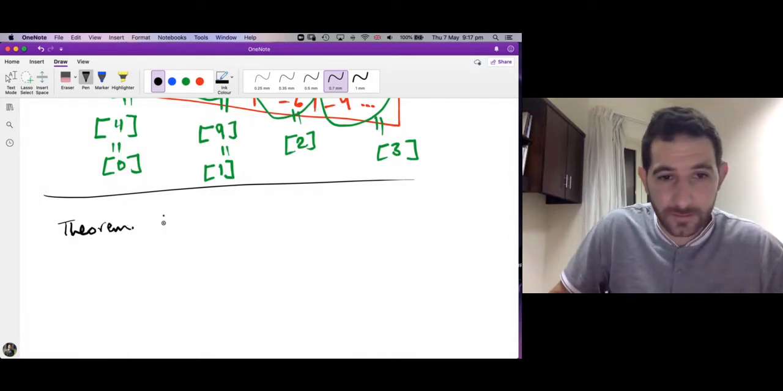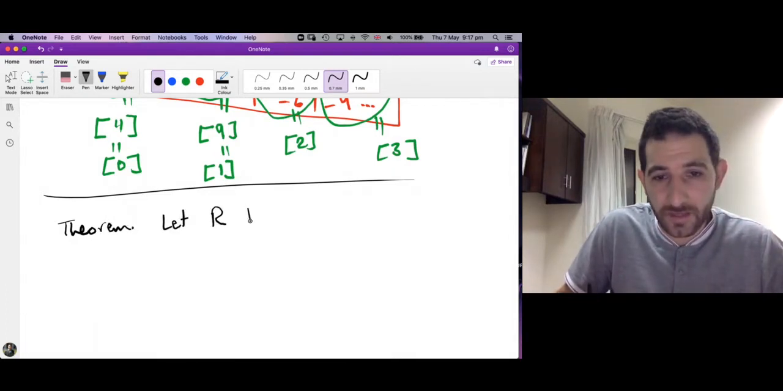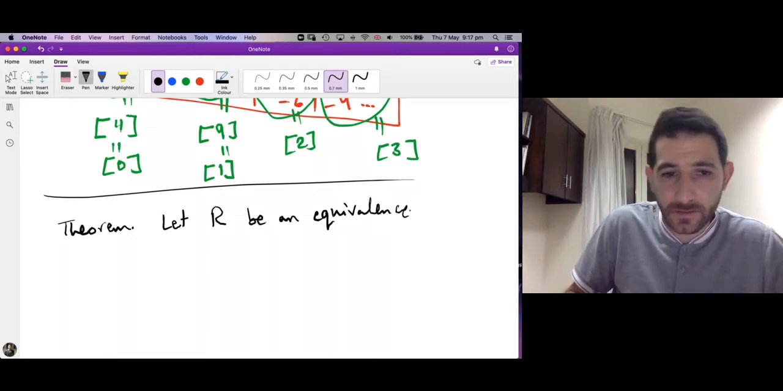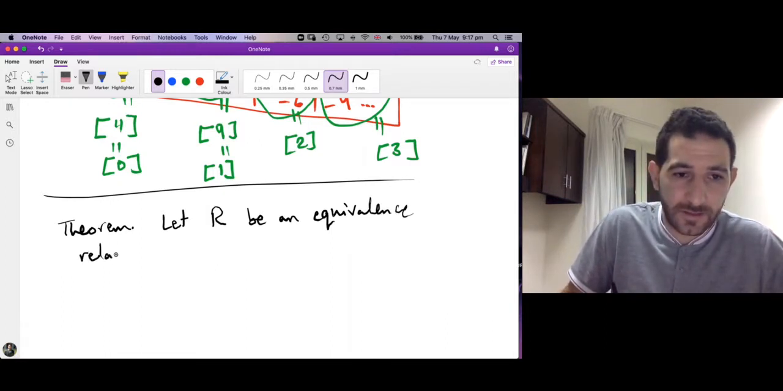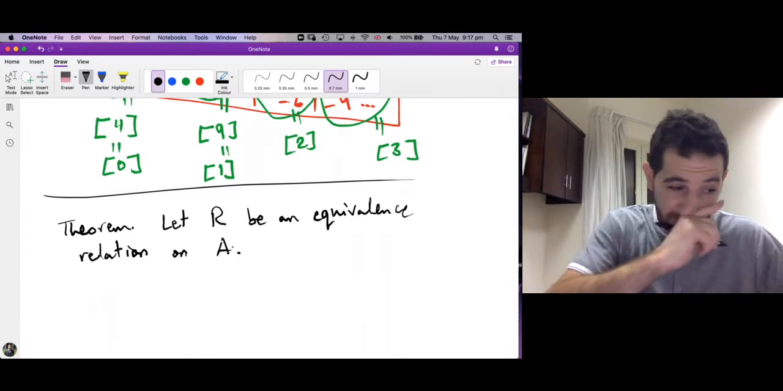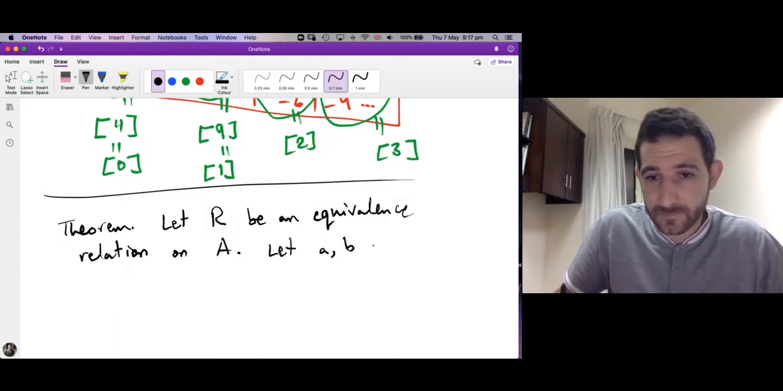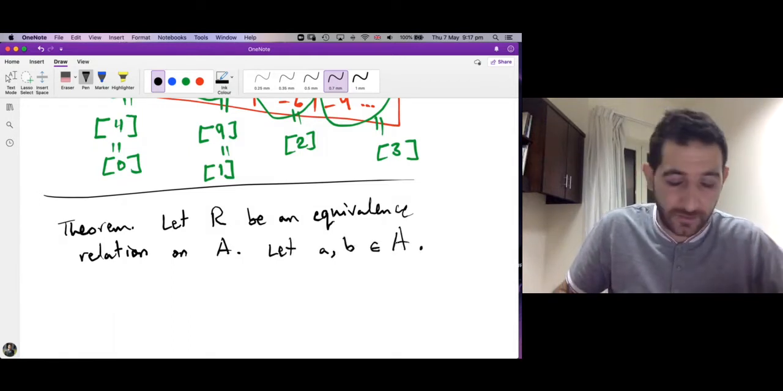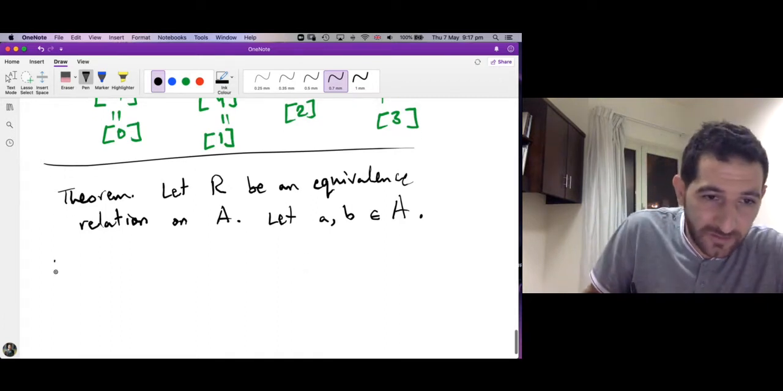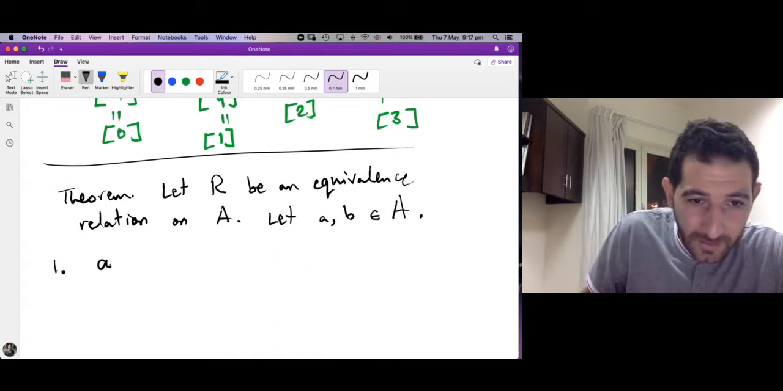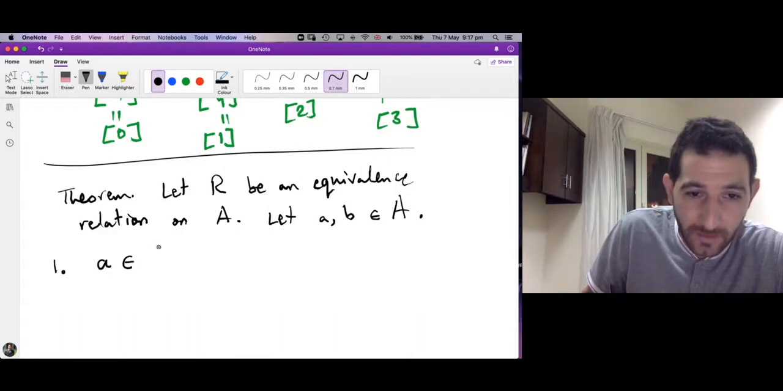So let R be an equivalence relation on A. Okay, and let a and b be elements in A. So choose any two elements. Then the first observation is that the element a is an element of its equivalence class.